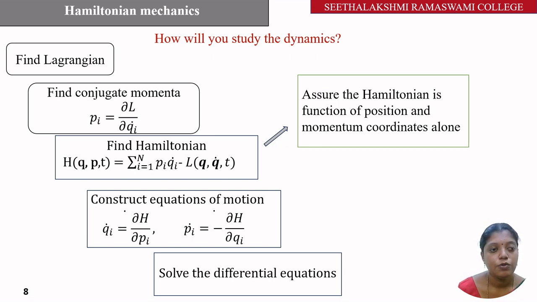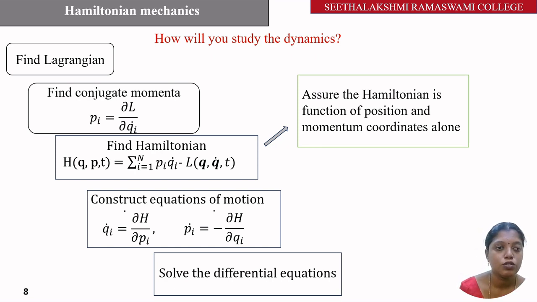Firstly, to understand Hamiltonian mechanics, you need to find the Lagrangian. As I have told in the previous slides, you obtain the Lagrangian and find the conjugate momenta. So you will obtain the relation between momentum and the velocity coordinates. Then you do the Legendre transformation of the Lagrangian. Here the Hamiltonian will have some velocity coordinates. You replace all the velocity coordinates by momentum. Then you will obtain the Hamiltonian as a function of position and momentum coordinates alone. From the Hamiltonian, you just construct the equations of motion.